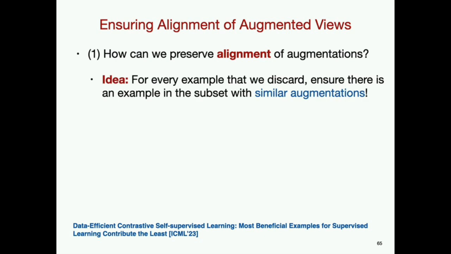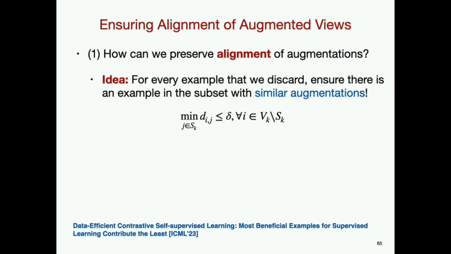So the key idea is, for every example that we discard, if we can ensure that there is an example in our selected subset with similar augmentations, then we can guarantee the alignment of the discarded example as well. And formally, what this translates to is this expression. Let me break it down here.